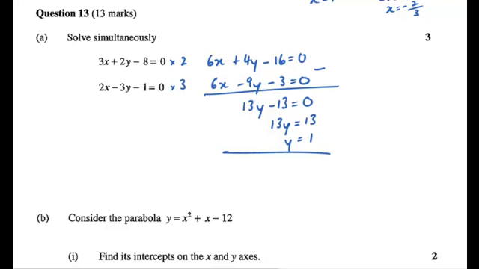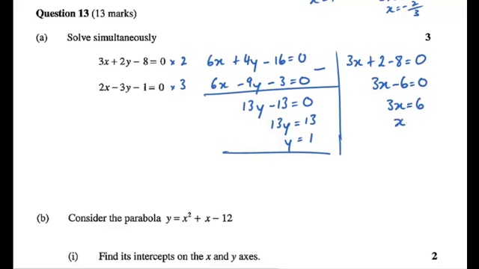Okay, remember to always finish it off by finding the other value, so we need to find the x value. It doesn't matter which one you sub it into. I'm going to sub it into my very first equation. So I have 3x plus 2 times y, so that's 2 times 1, which is 2, minus 8 equals 0. So that's 3x, 2 minus 8 is negative 6, equals 0. Add 6, so 3x equals 6, divide by 3, x equals 2, and they're your answers. So y equals 1 and x equals 2.